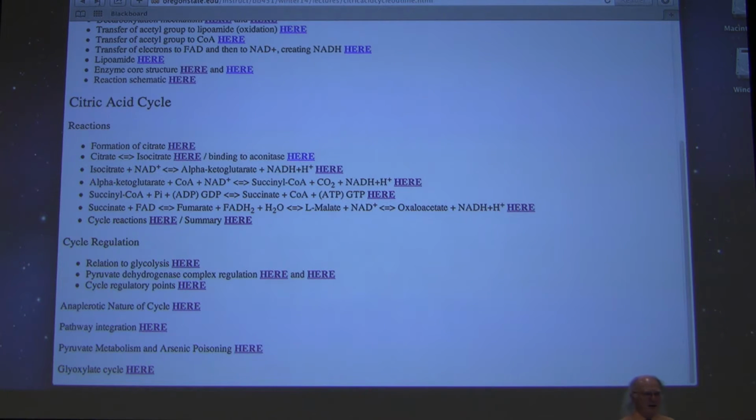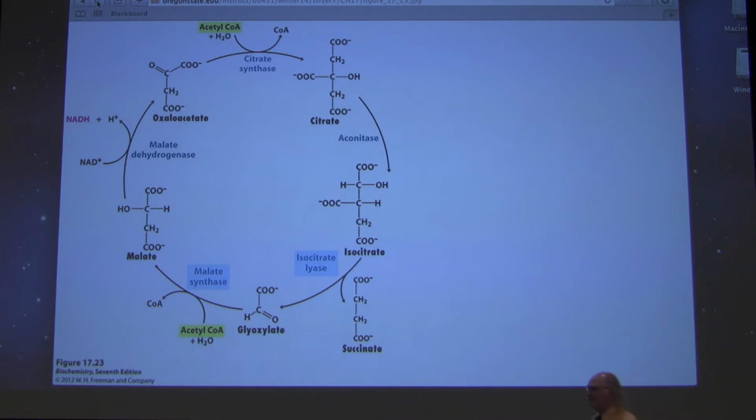All right. Questions about the glyoxylate cycle? Yes? Every turn generates 2 oxaloacetates. Every single turn generates 2 oxaloacetates. Okay?